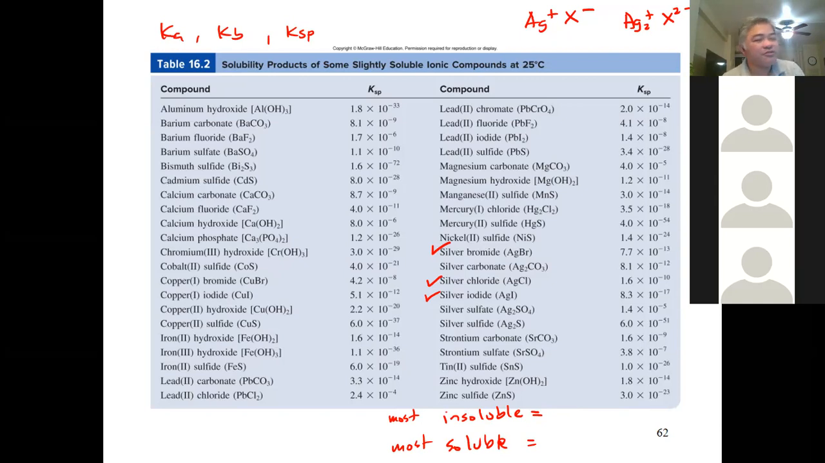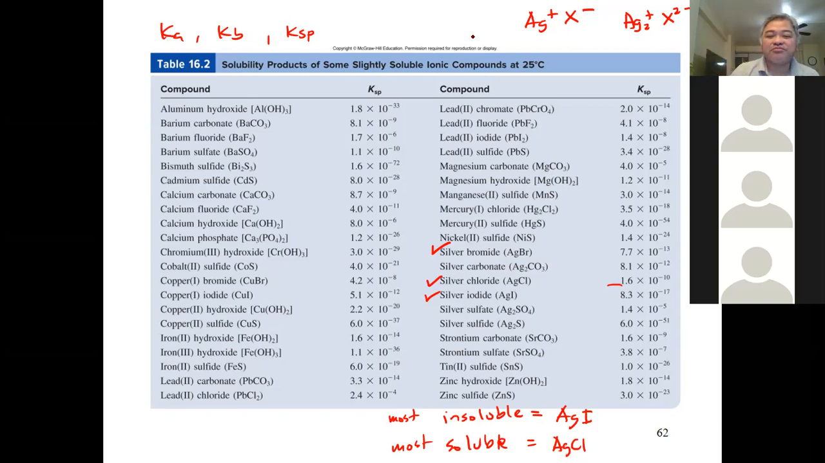These are simple questions where you don't need to calculate. You can't just say you're guessing. Okay? So, which is the most soluble and which is the most insoluble? You look at the Ksp value. The highest is the most soluble, like silver chloride, 10 to the negative 10. The lowest, like iodide, is the insoluble one. So in this case you can use the value of Ksp as is.